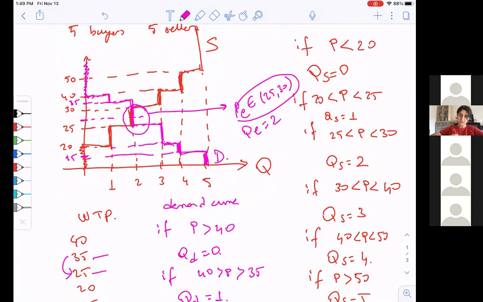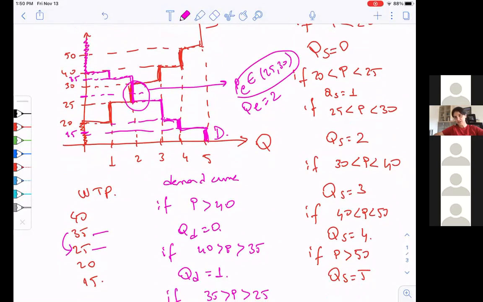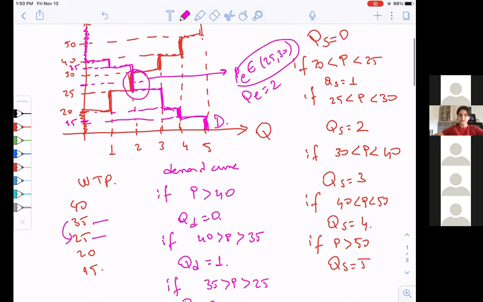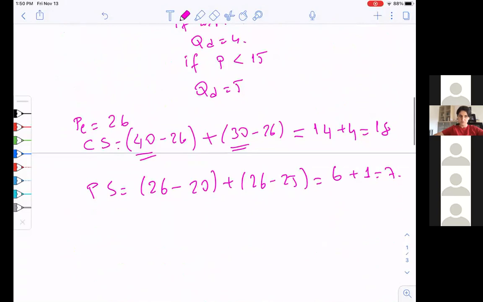Depending on where these curves intersect, we find the equilibrium price and equilibrium quantity. We found equilibrium quantity as 2 and equilibrium price as an interval. That's okay. You can find equilibrium price or equilibrium quantity as an interval. Then in order to find consumer surplus and producer surplus, we took a price in this interval. I took 26. You can take any number between 25 and 30 because they satisfy the equilibrium condition.